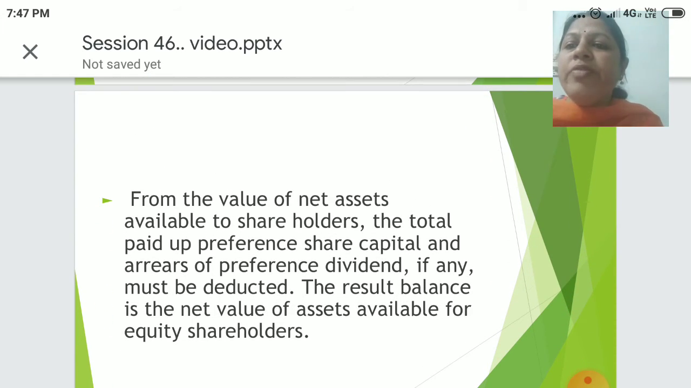From the value of net assets available to shareholders, the total paid up preference share capital and arrears of preference dividend, if any, must be deducted. The resulting balance is the net value of assets available for equity shareholders.